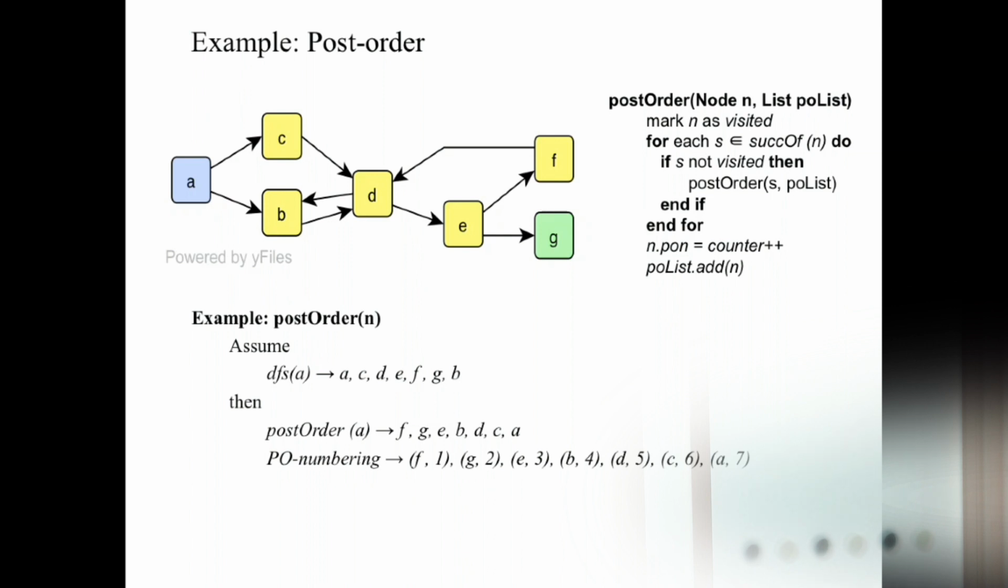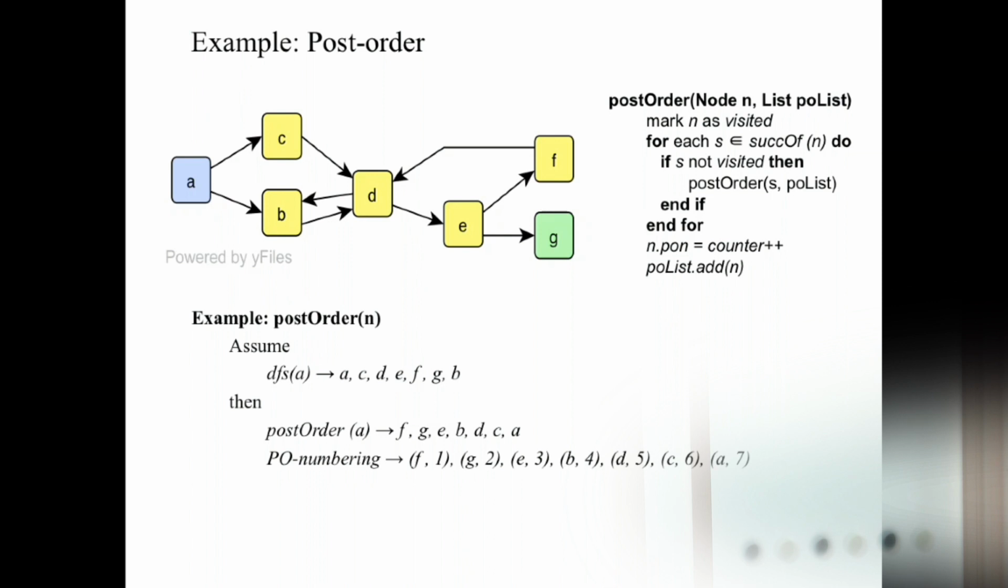Then I go with the node C. I come to this condition, mark N. N is now C, so I mark it with a flag as visited. Then for each S that belongs to successor of C, C has only one successor, which is D. If D is not visited, then I call this post order method again. Now S is D. The argument is D, and the PO list is still empty. We have not added anything.